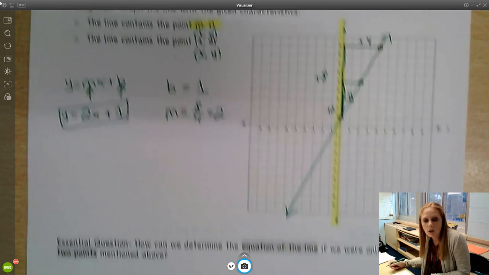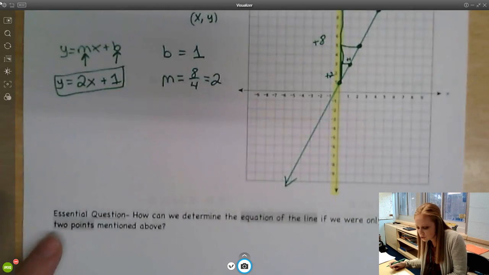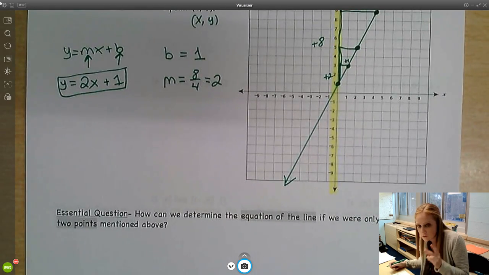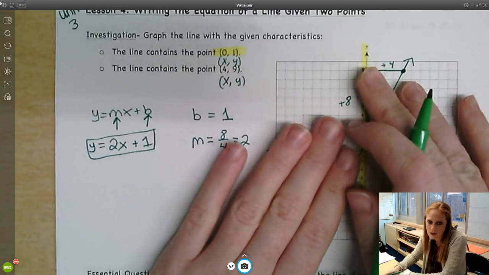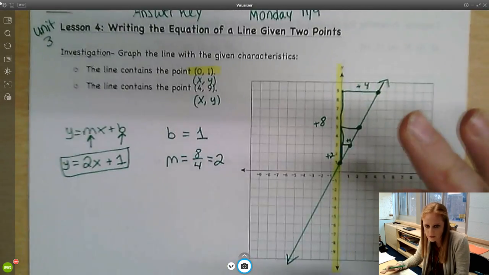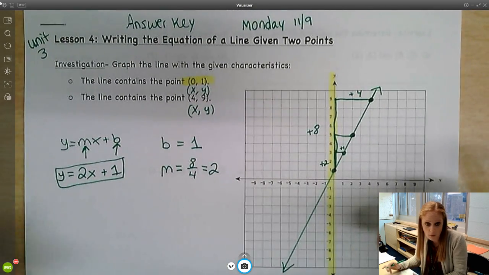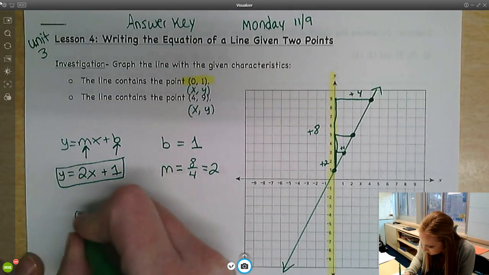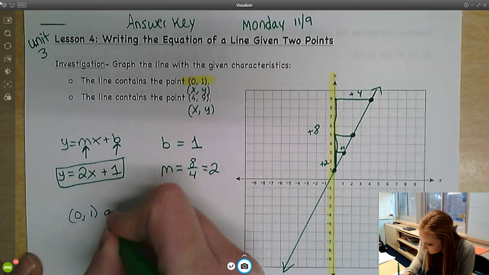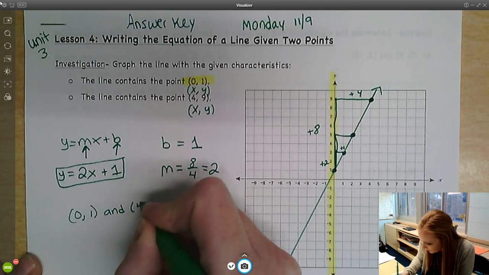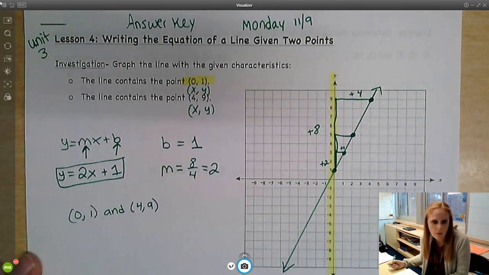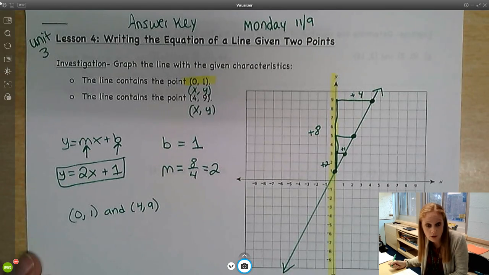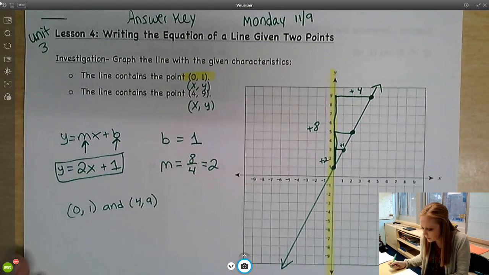Okay, but our question today is how do you write the equation of a line when you have only the 2 points? We don't want to be graphing today. If you look through this lesson, we're not going to graph anymore after this warm-up today. So we have the points 0, 1, and 4, 9. So think, do you remember how to find the slope when you're given 2 points? Because we did that last week.